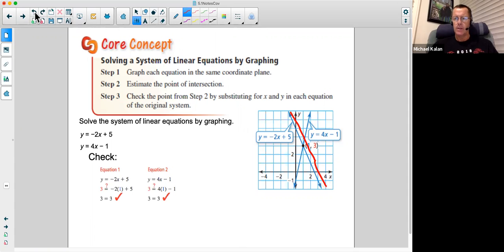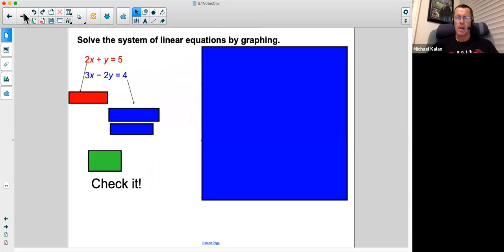Two, it's time consuming. It takes a long time to do these graphs and then see where they cross and then plug them both in, okay? So I recognize that. You're going to like the next two methods better. Do you still have to know how to do it by graphing? Absolutely. All right, so go ahead and try this one.